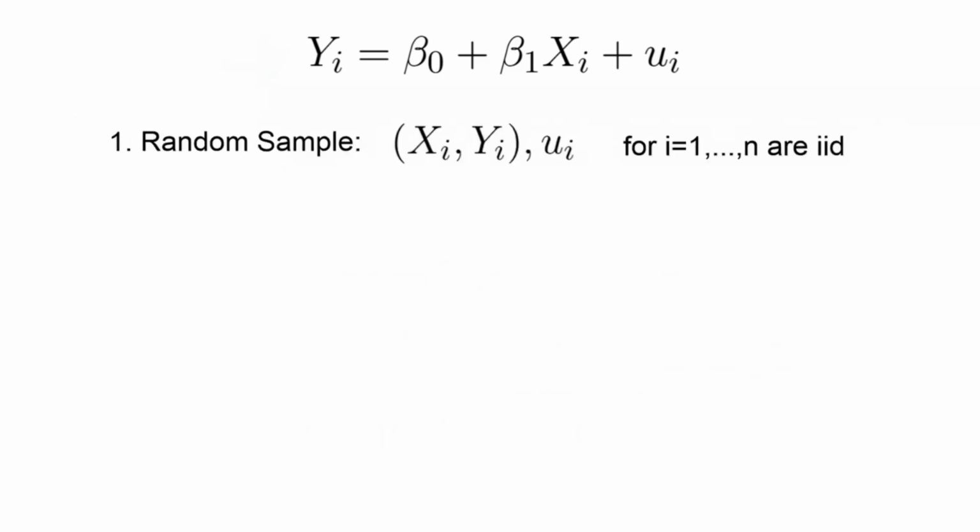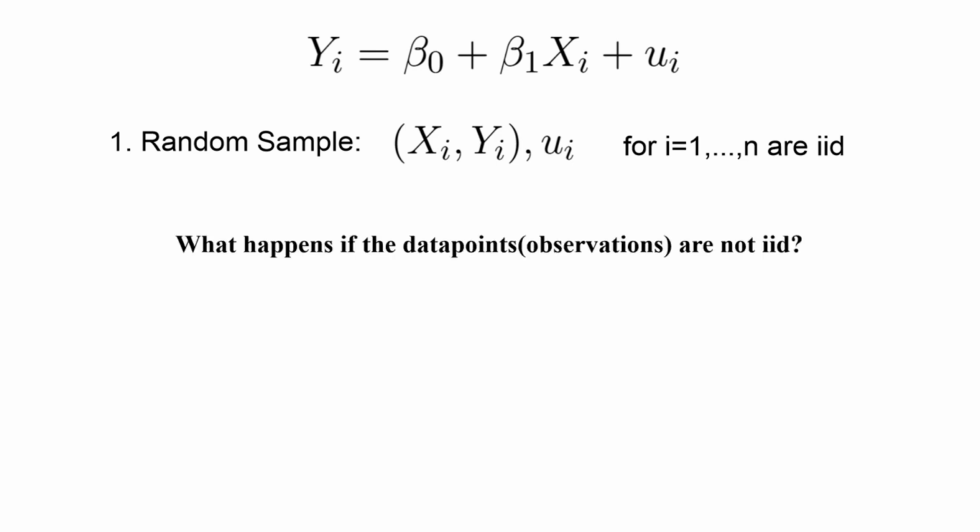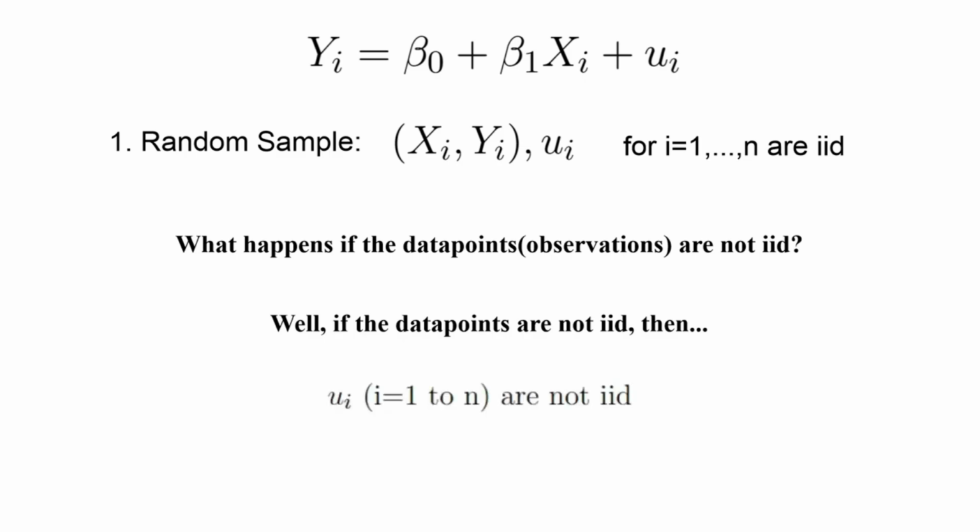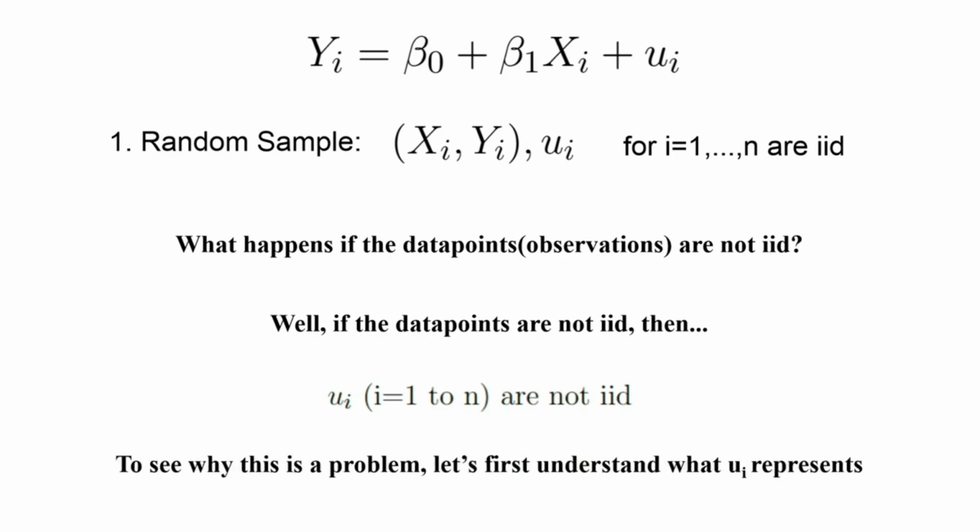Okay, let's move on to the next assumption, which is random sampling. What happens if the data points or observations are not IID? Well, if the data points are not IID, then u_i from 1 through n are not going to be IID. To see why this is going to be a problem, let's first understand what u_i represents.